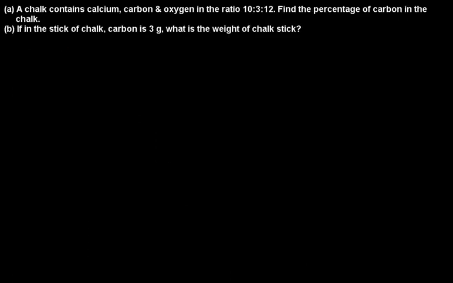Now let's move to the third problem. A chalk contains calcium, carbon and oxygen in the ratio 10:3:12. So we have this chalk. Let's say this is a chalk. This chalk contains calcium, carbon and oxygen in the ratio 10:3:12. This is for calcium, this is for carbon, and this is for oxygen. Find the percentage of carbon in the chalk.